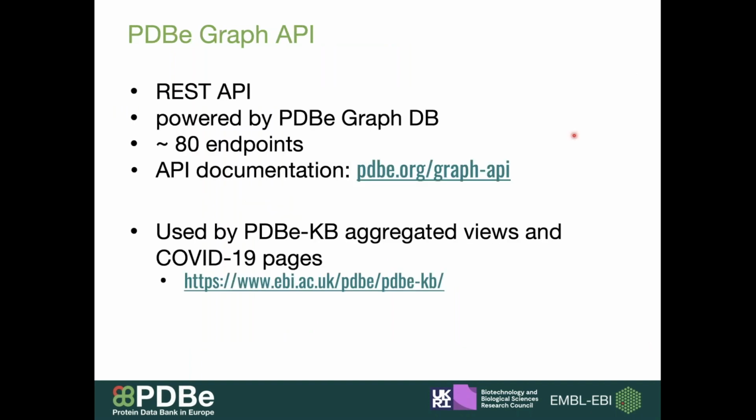PDBe Graph API is a RESTful API which is powered by PDBe Graph Database. It currently serves close to 80 endpoints. API documentation can be accessed from this view. Graph API serves as the source for our aggregated views and recently released COVID-19 pages. You can use this link to get more information on that.